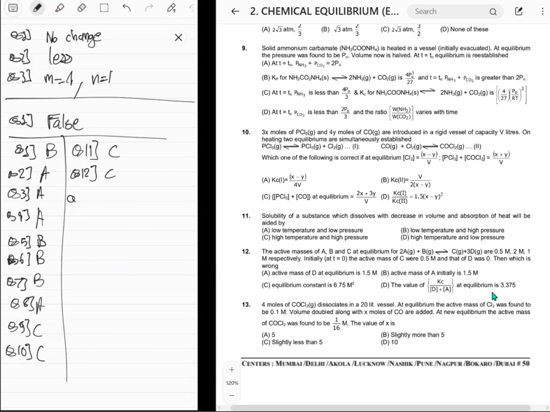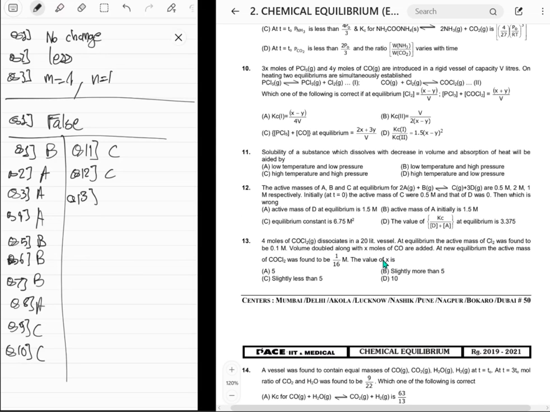Question number 13. 4 moles of COCl2 dissociate in a 20-liter vessel. At equilibrium, the active mass of Cl2 was found to be 0.1. So COCl2 dissociates into CO and Cl2.